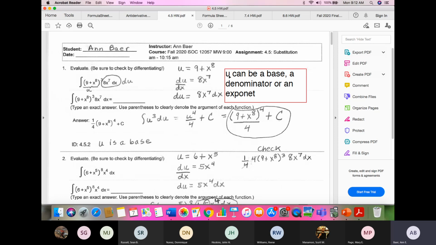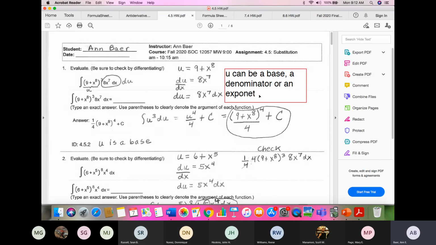And I should back up a little bit. U could be an entire base, an entire denominator, or an entire exponent. So you might want to jot that down, what u could be, because that's really important.